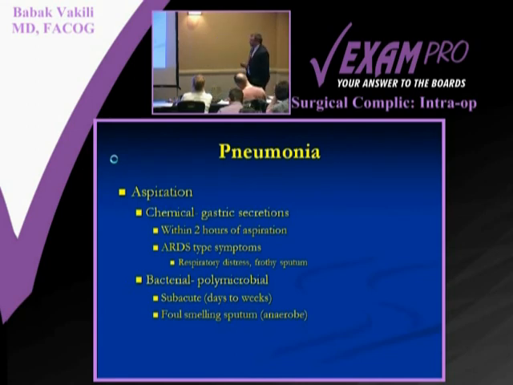Aspiration pneumonia, this is a bad one. There's two kinds of pneumonias. These are two kinds of patients. The first one is the chemical pneumonia. This is the one where the acid erodes the lining of their alveoli. And when they have that, they get sick real quick. Within 2 hours of aspiration, they get an ARDS type picture. You know, large AA gradient, fluid in the lungs, all kinds of stuff, respiratory distress, et cetera. These people get sick fast.